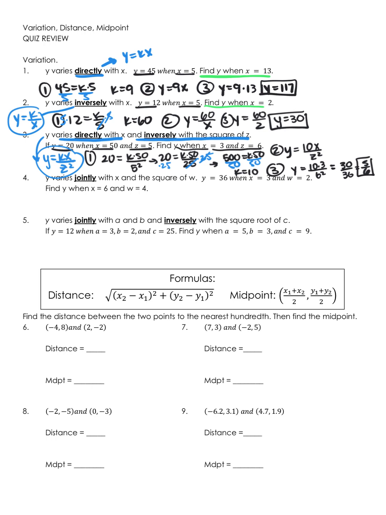For number 4, it says y varies jointly with x and the square of w. So jointly means multiply by both of those things. So jointly with x and the square of w. So now we'll find k. So we'll plug in y equals 36 and x equals 3 and w equals 2. And we'll have 36 is equal to 3 times 4, which is 12. Divide by 12, and you get k is equal to 3.